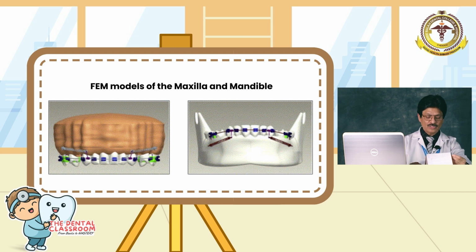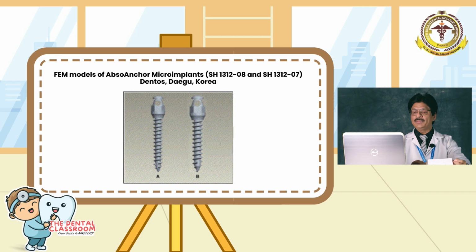And then so far as the PDL is concerned, we took the thin shell elements, and for the archwire, the 3D beam elements. And then so far as the implants are concerned, we made an FEA model of the APSO anchor micro implants, and if you see here, we used the 1.3 millimeters diameter and a length of about 8 millimeters for the maxilla, and the 1.3 millimeter diameter and 7 millimeter length for the mandible. And these implants were simulated according to the specifications from Dentos, Daegu, Korea.